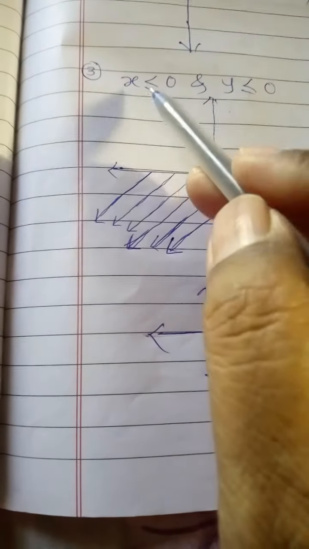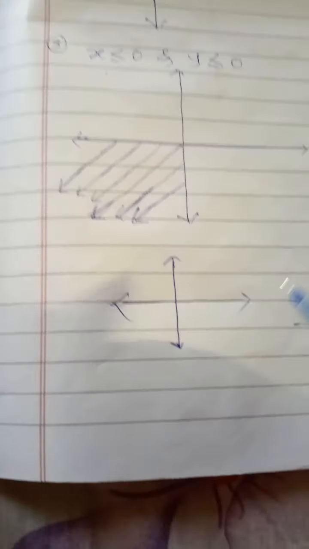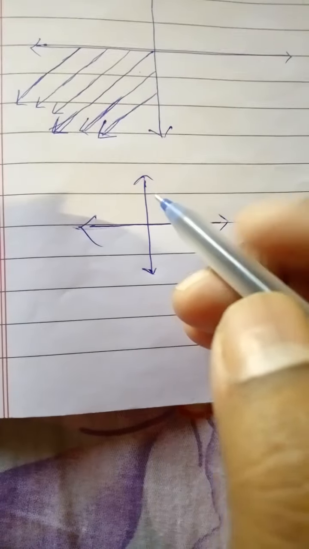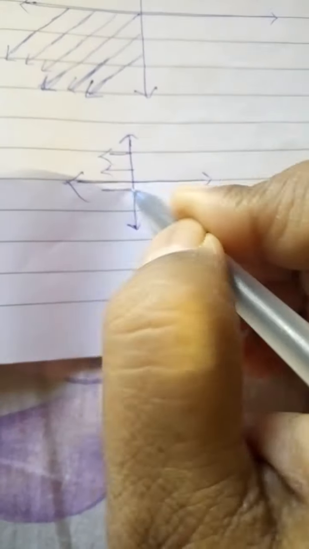so in this example you are given that x is less than equals to 0, means we draw all the arrows on this side, that is x is less than 0.